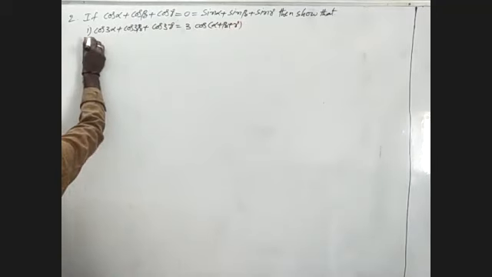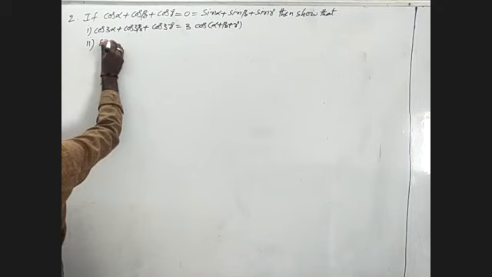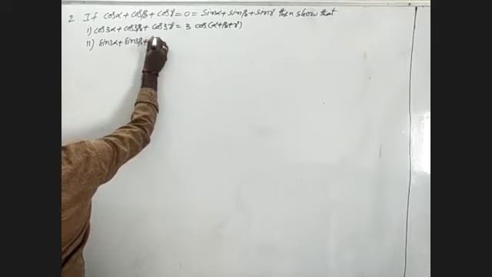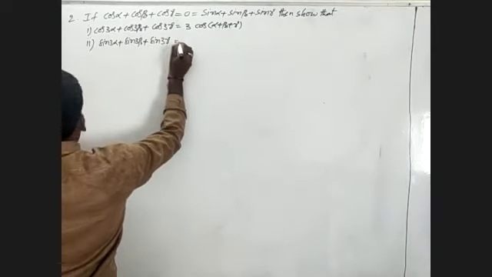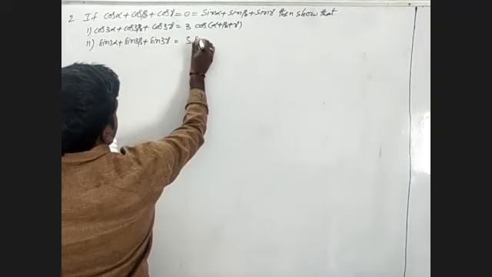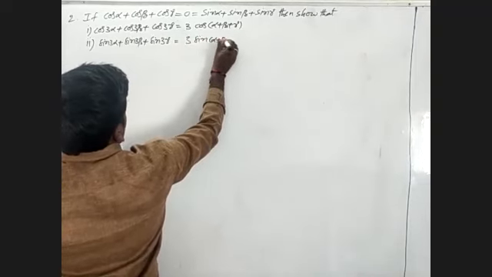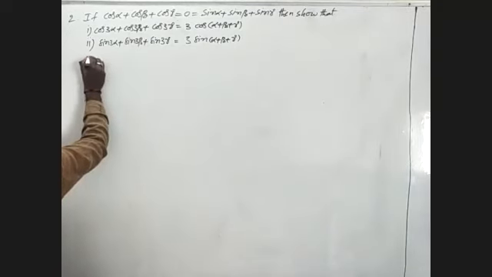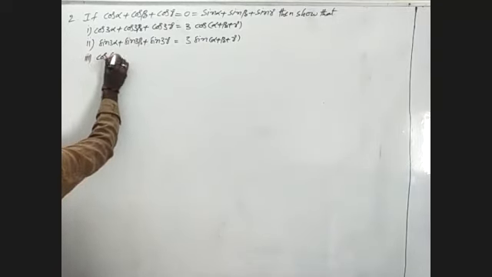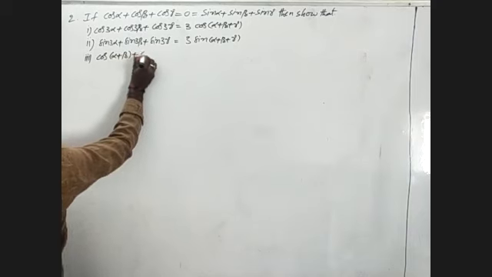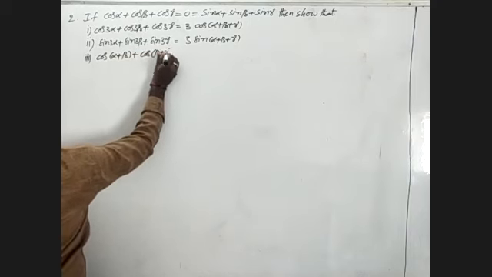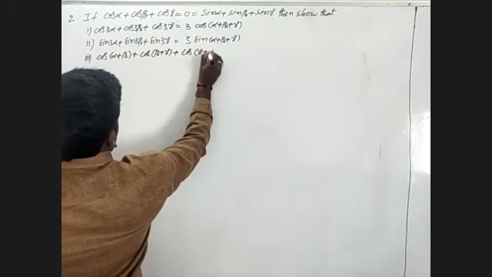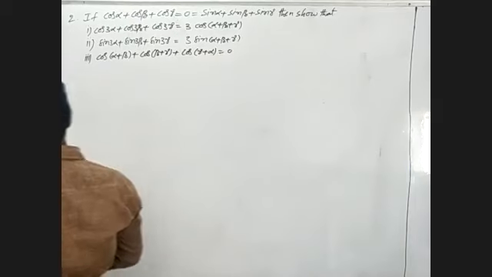Second one is sin 3 alpha plus sin 3 beta plus sin 3 gamma is equal to 3 sin of alpha plus beta plus gamma. Third one is cos of alpha plus beta plus cos of beta plus gamma plus cos of gamma plus alpha is equal to 0.